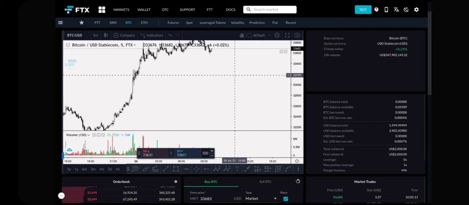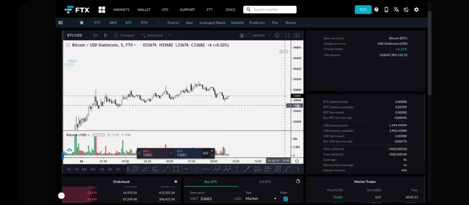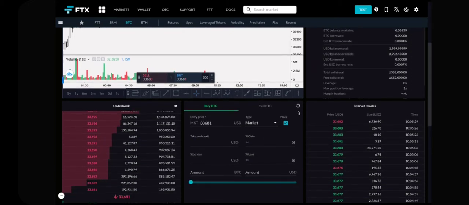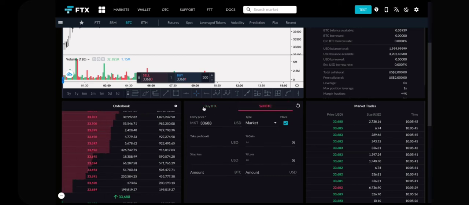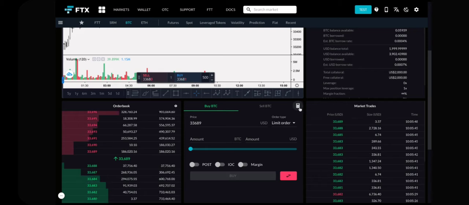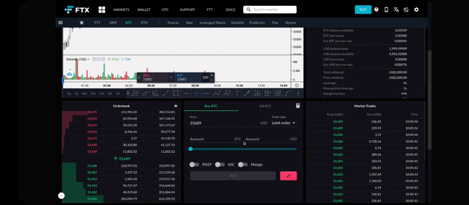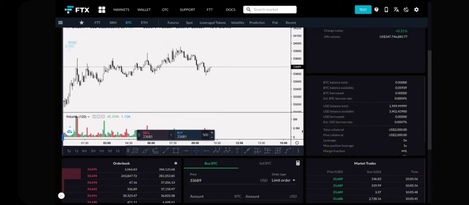Okay. So you've got two options when buying and selling Bitcoin. We'll zoom in here and you can see at the moment the price is 33,683. If you wanted to buy Bitcoin, say you thought the price was going to go up, you would come down to this tab here. Here's where you buy, here's where you sell. Using this little tab you can toggle between the advanced order form, which is this one, and the regular order form, which is this one. We'll cover the regular one first.